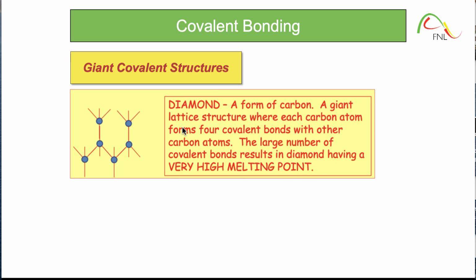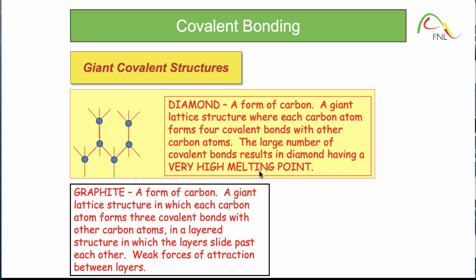This is diamond. Now, diamond's a form of carbon. Carbon's in group 4. It only ever forms covalent bonds. A giant lattice structure where each carbon atom forms 4 covalent bonds with other carbon atoms. A large number of covalent bonds results in a diamond, which has a very, very high melting point. One of the strongest substances known to us. Diamond has a very high melting point because it's got 4 strong covalent bonds between the carbon atoms.